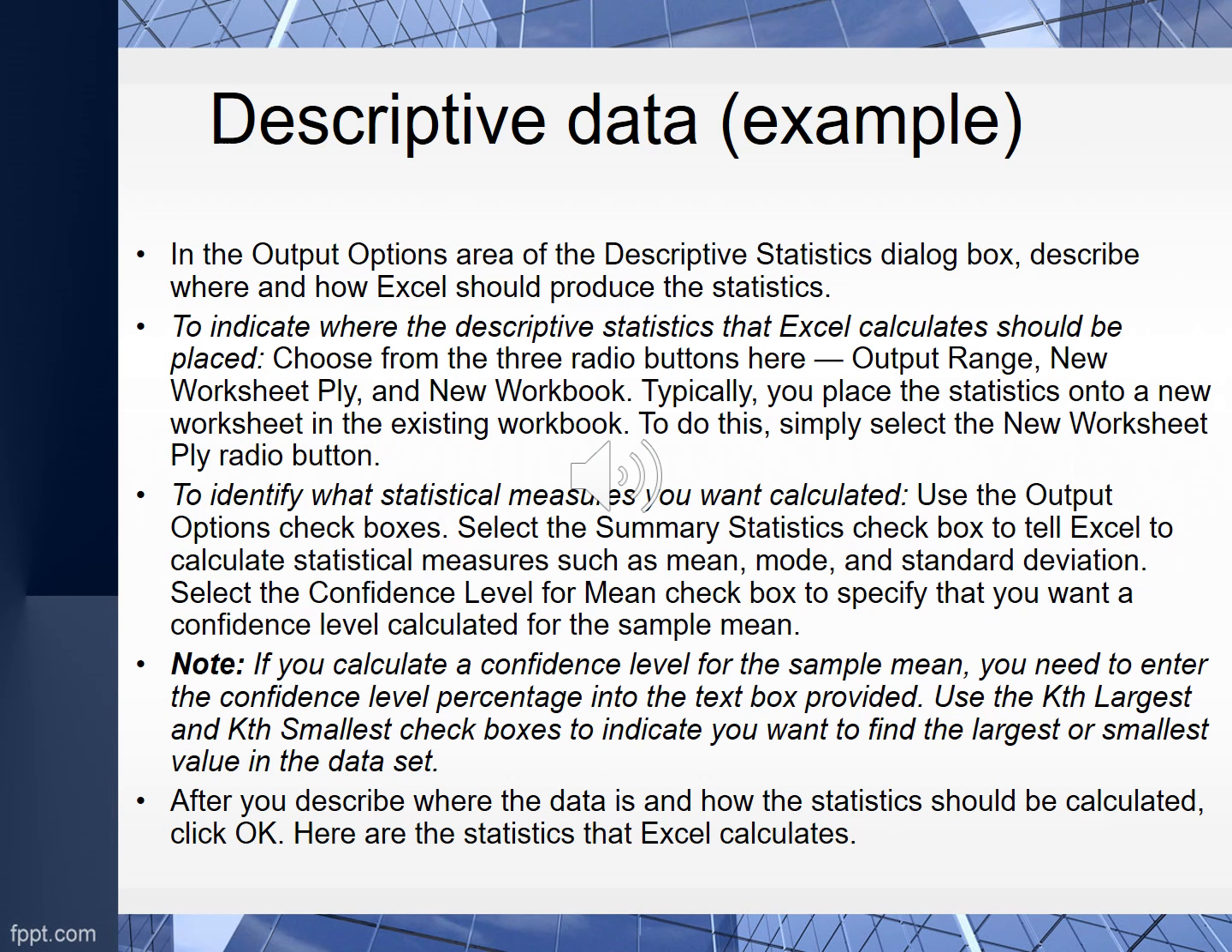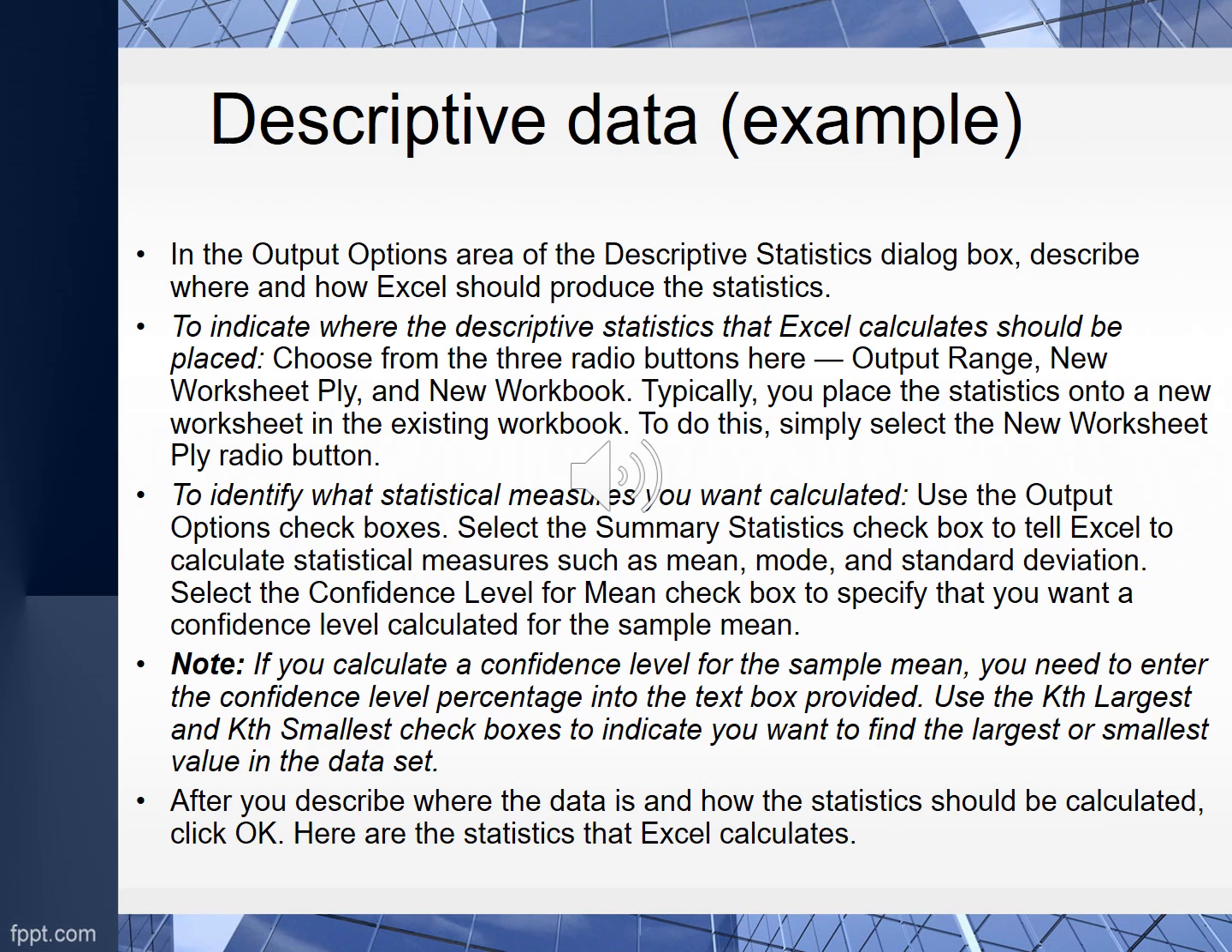In the Output Options area of the Descriptive Statistics dialog box, describe where and how Excel should produce the stats. To indicate where Excel calculates the ranges should be placed, choose from the three radio buttons: Output Range, New Worksheet, and New Workbook. Typically, you place the stats onto a new worksheet in the existing workbook, and to do that, you simply select the New Worksheet radio button. To identify what stats measures you want calculated, use the Output Options checkboxes. I would select the Summary Statistics checkbox to tell Excel to calculate statistical measures like mean, median, mode, and standard deviation. These are generally measures of central tendency.